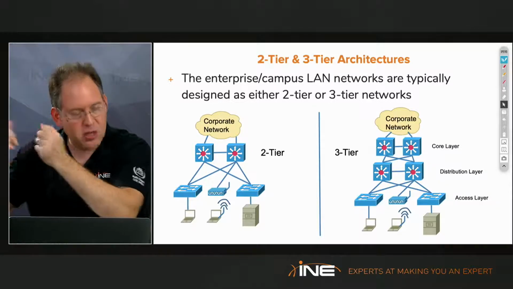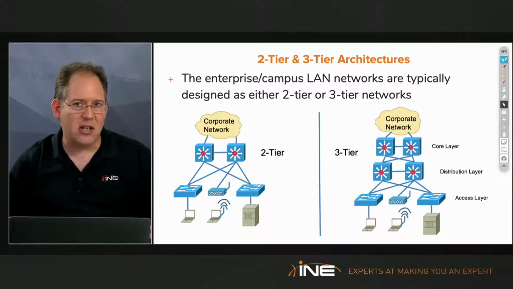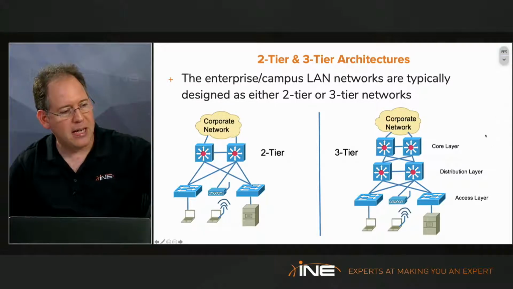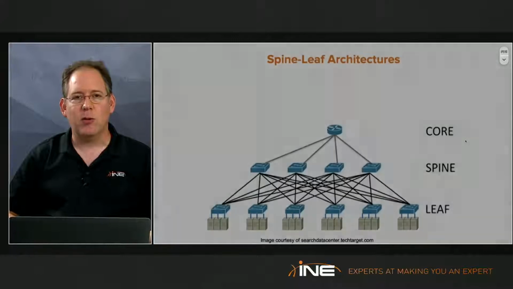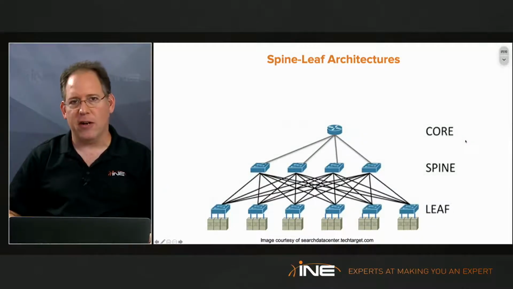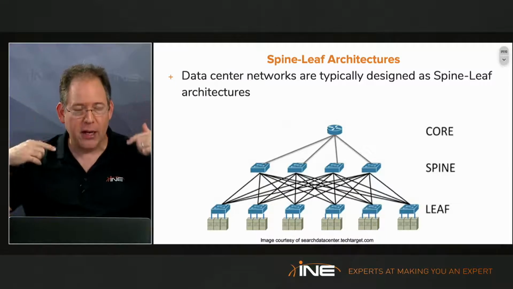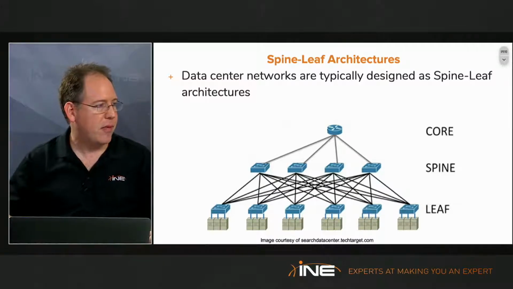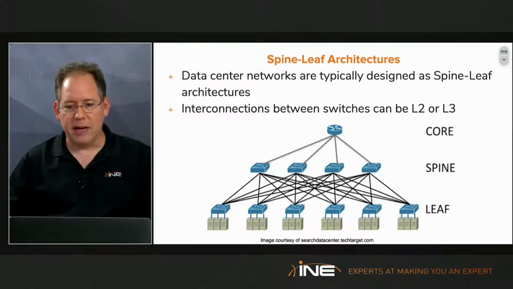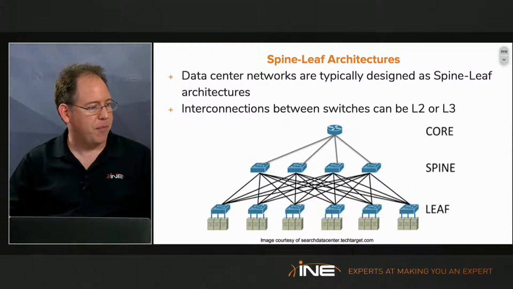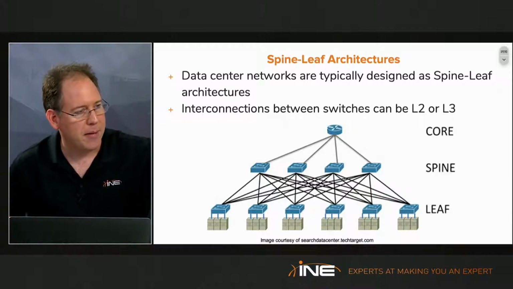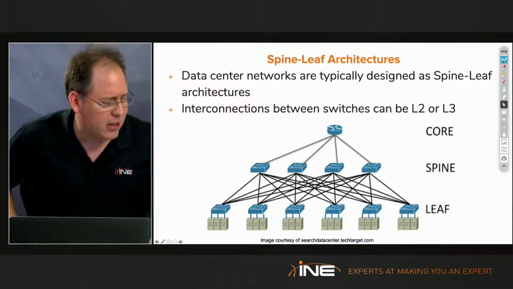Well, the architecture for a data center is not necessarily going to use this. A data center will use a different type of architecture, which we call a spine leaf architecture. So when you hear this term, spine leaf architecture, think data center. Okay, so in a spine leaf architecture, interconnections between switches can be layer 2 or layer 3. All right, so let's dig into this a little bit more.